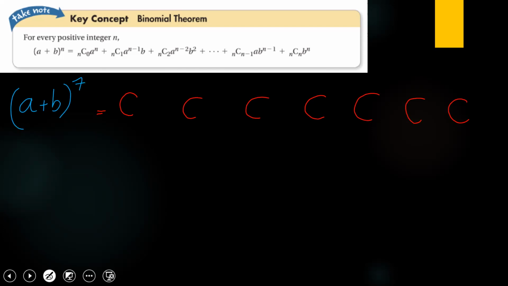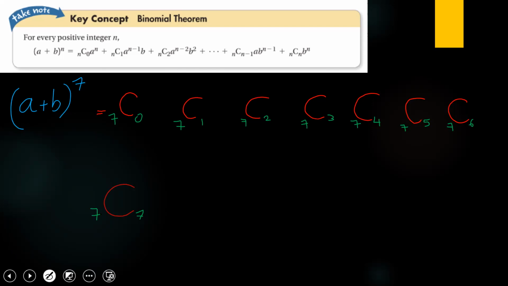Now, on the first C you have to write 0 from 7, 1 from 7, 2 from 7, 3 from 7, 4 from 7, 5 from 7, 6 from 7, and I will add another one down here, which is 7 from 7. This is the first step. You write 8 C's, because I have 7, so you have to write n plus 1.